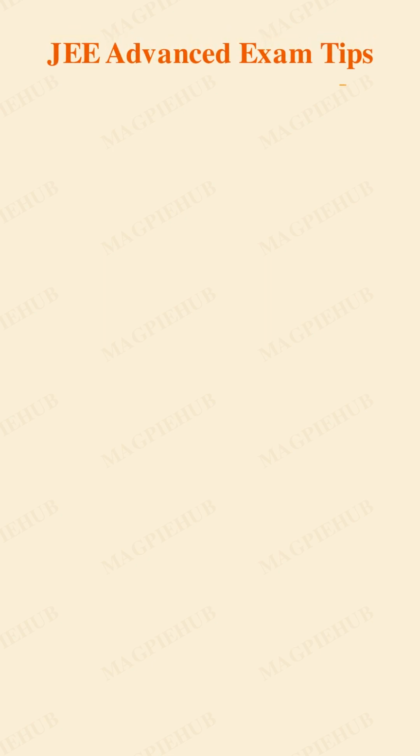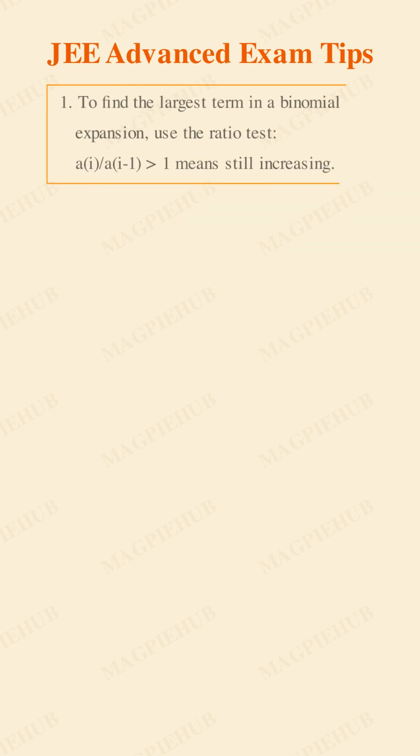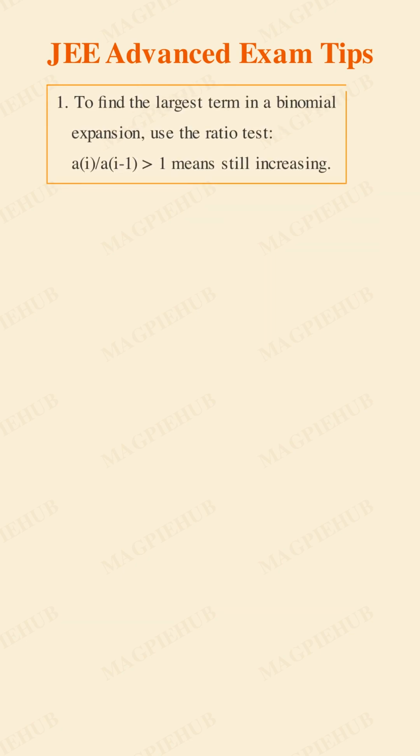Here are some important tips for JEE Advanced. Tip 1. To find the largest term in any binomial expansion, use the ratio of consecutive terms. If a_i over a_(i-1) is greater than 1, the sequence is still increasing.